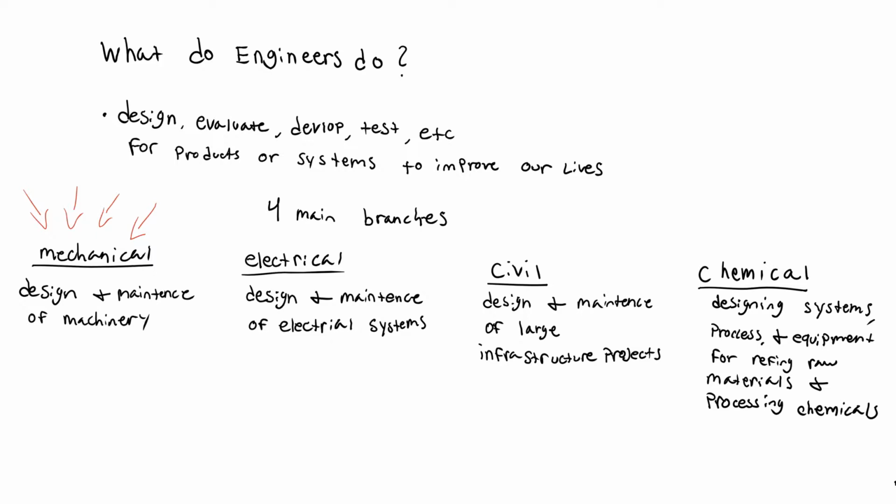Mechanical entails the design, manufacturing, inspection, and maintenance of machinery, equipment and components. Electrical is the design, testing, manufacturing, construction, control, monitoring, and inspection of electrical systems. Civil involves the design, construction, maintenance, and inspection of large infrastructure projects. Chemical is the practice of designing equipment, systems, and processes for refining raw materials and for mixing, compounding and processing chemicals to make valuable products.